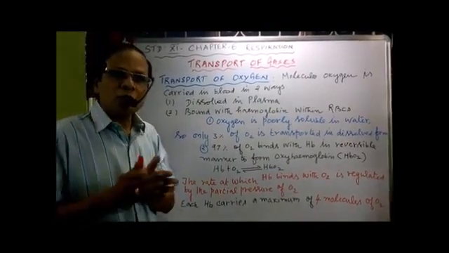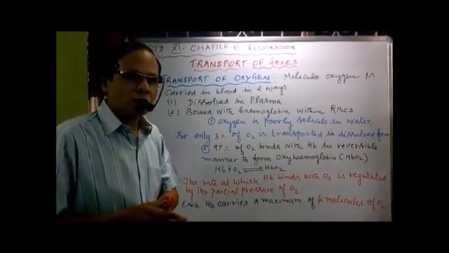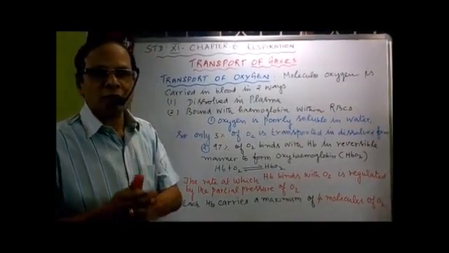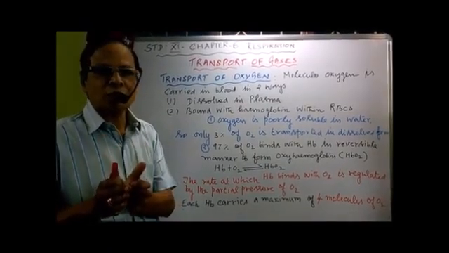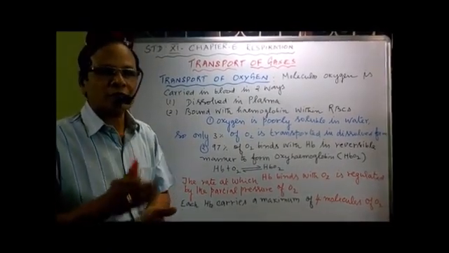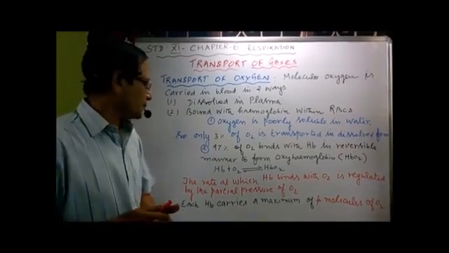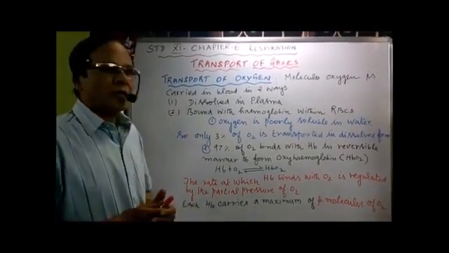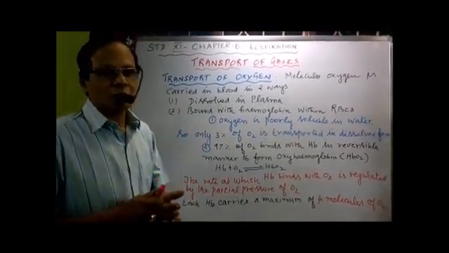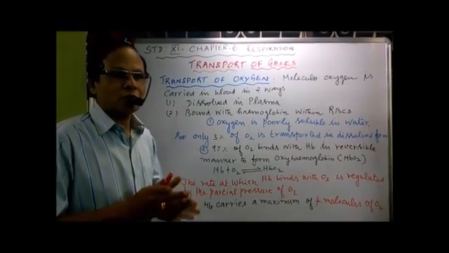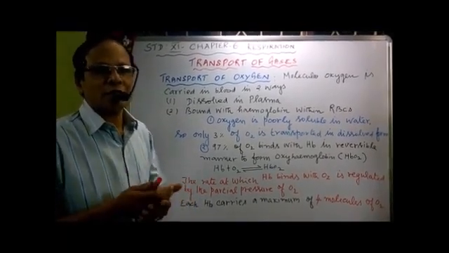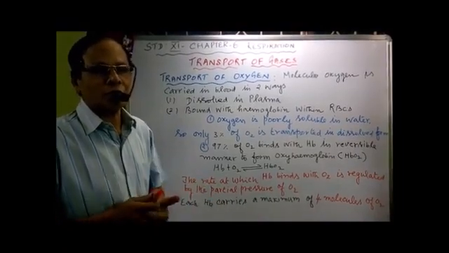Now oxygen is poorly soluble in water, so only 3% of oxygen is transported in dissolved form, as it has less solubility, only 3%. Now the second one, 97% of oxygen binds with hemoglobin in a reversible manner to form oxyhemoglobin.